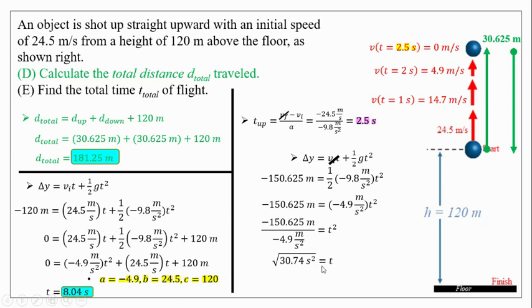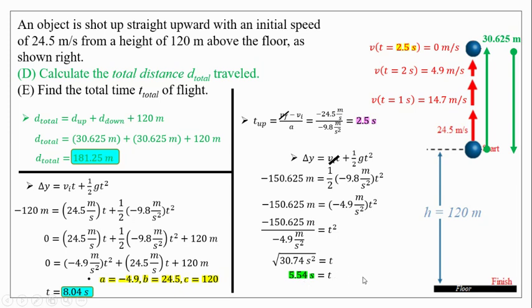And then to solve for t though, we need to square root both sides because this is t squared, so therefore to solve for t, radical both sides. So if you radical 30.74, you should get a time of 5.54 seconds. Now, well, this is not your answer though, right? It asks for the total time.